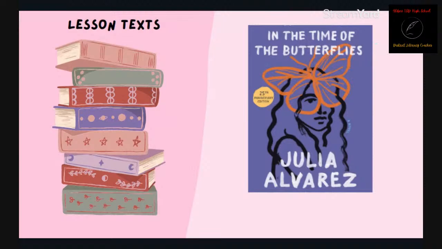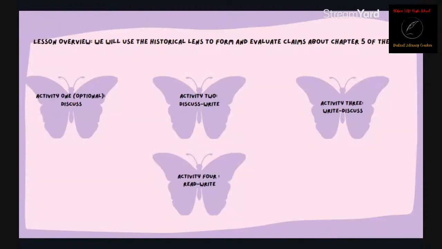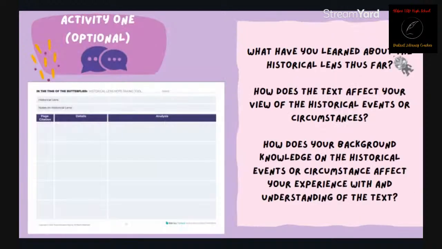The text for this lesson is In the Time of the Butterflies, and the materials are the Forming Evidence-Based Claims tool, the Historical Lens Note-Taking tool, Vocabulary Journal, and the Section 2 question set. For the lesson overview, we will use the historical lens to form and evaluate claims about Chapter 5 of the text. And there are 4 activities in this lesson, the first of which is optional.